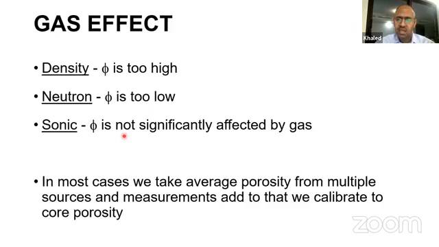In the standard way, if you have multiple sources, always average the porosity. So the final porosity is the average of all of them together, okay?